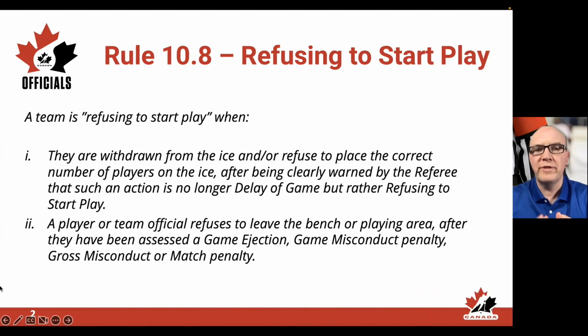Sometimes officials are inclined to call a gross misconduct penalty for a travesty of the game. This is actually a misapplication of the rule because we have a specific rule reference that deals with this, particularly Rule 10.8, refusing to start play. So Rule 10.8 is called refusing to start play, and it's defined like this.